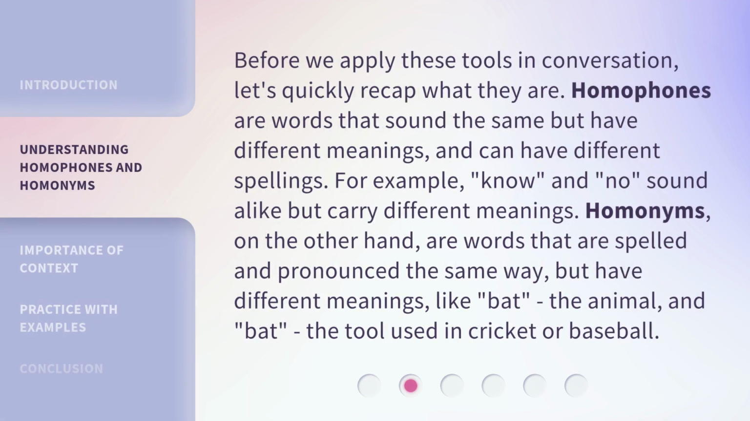Before we apply these tools in conversation, let's quickly recap what they are. Homophones are words that sound the same but have different meanings, and can have different spellings. For example, no and know sound alike but carry different meanings. Homonyms, on the other hand, are words that are spelled and pronounced the same way, but have different meanings, like bat, the animal, and bat, the tool used in cricket or baseball.